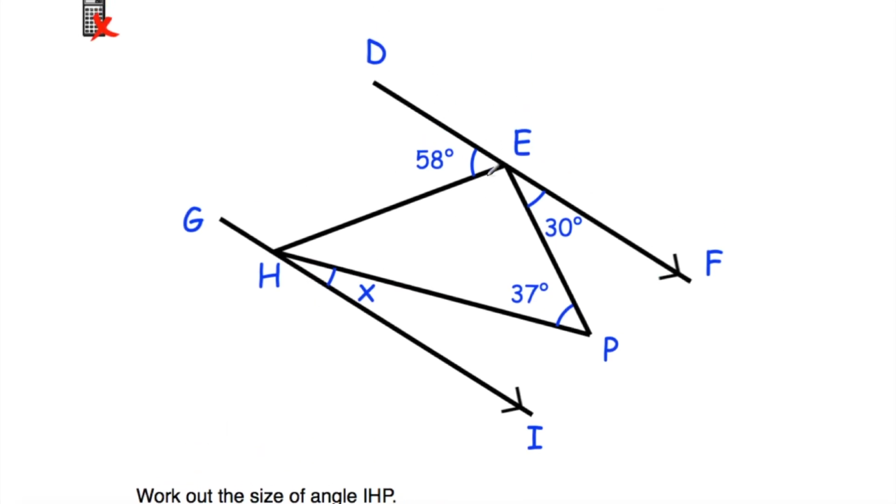The first thing I'm going to do is work out the size of this angle here to begin with, because here we've got a straight line. We were told that DEF was a straight line, so that means we can work out the size of angle HEP. We can do that by doing 58 plus 30 is equal to 88 degrees, adding together these two angles, and then we're going to take them away from 180, so 180 subtract 88 is equal to 92 degrees. So this angle here is 92 degrees.